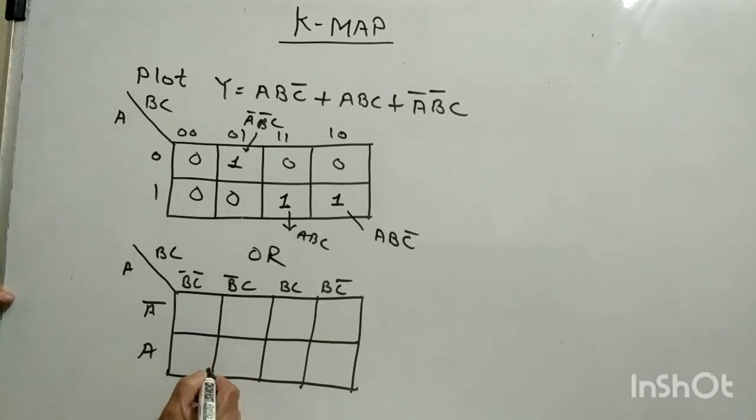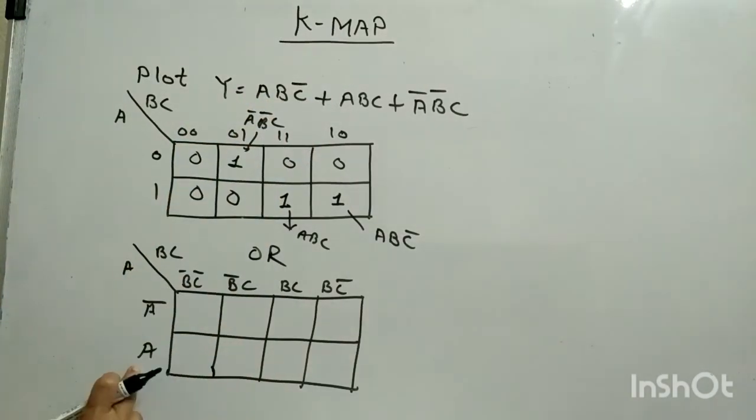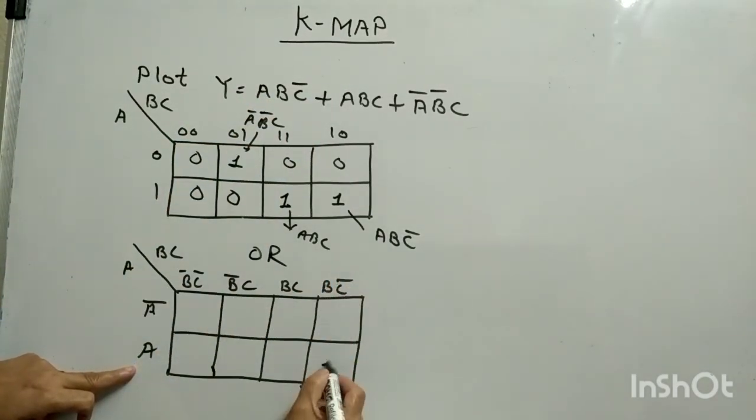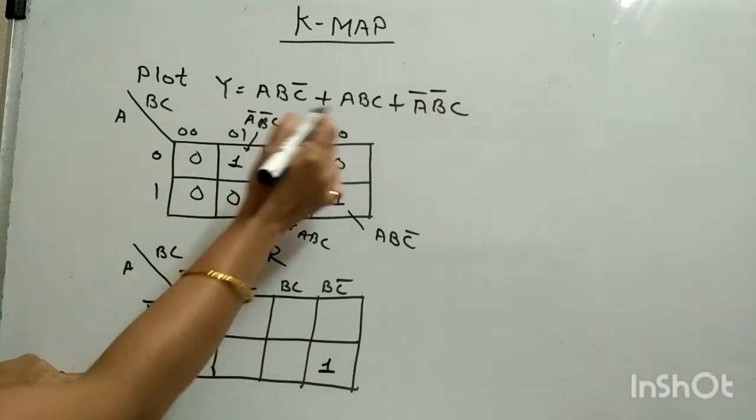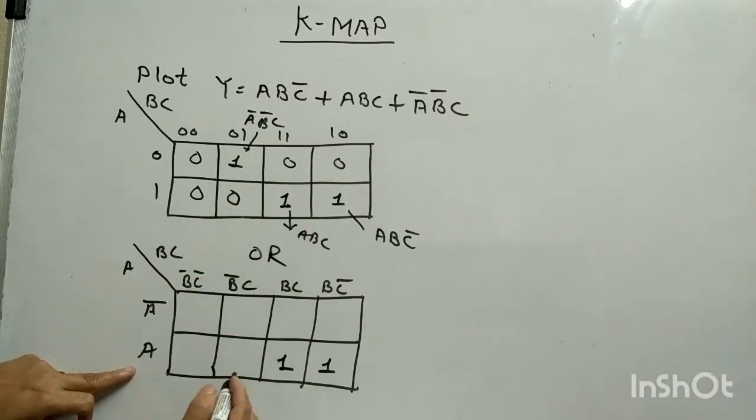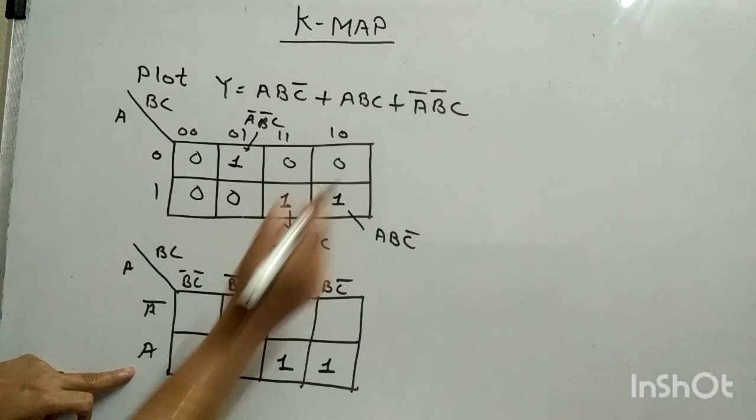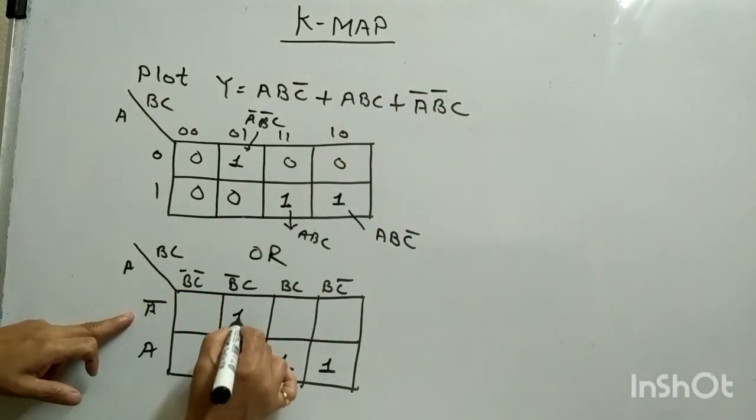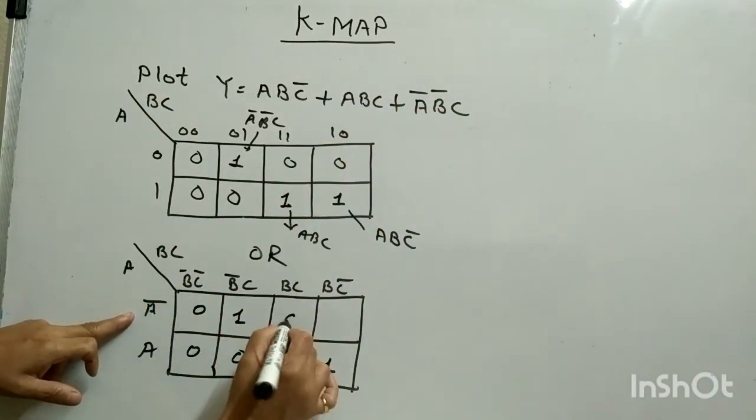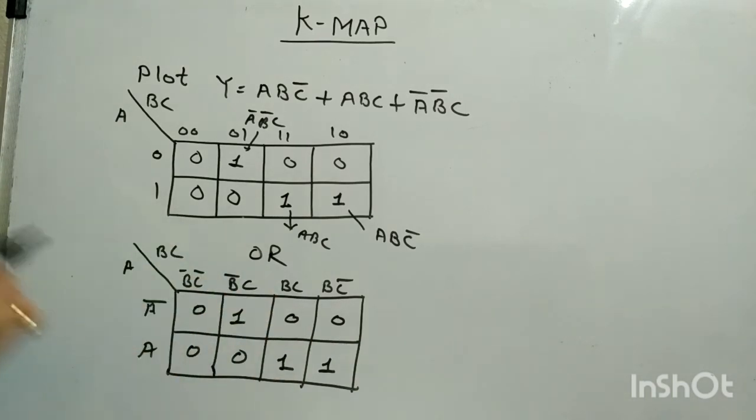So again here we can enter it as A B C bar. So this is A and this is B C bar, so this is 1. Again A B C, that means this location, and A bar B bar C means this. And again we fill the remaining fields with 0. So this is how we can represent a standard SOP on a Karnaugh map.